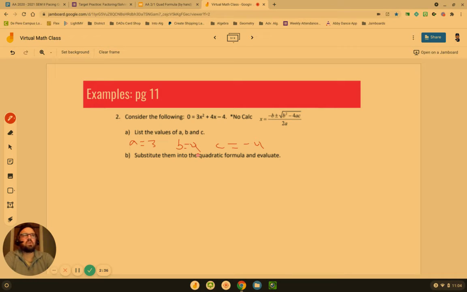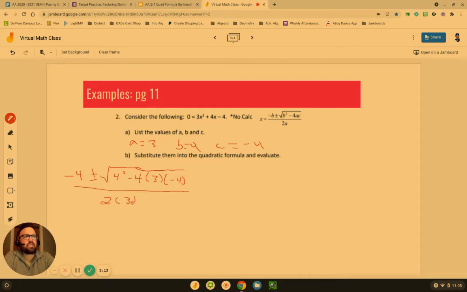So there's those values. Now we're going to substitute them into the whole quadratic formula so that we can find the solutions. The opposite of b, or negative 4, plus or minus the square root of b squared, so 4 squared, minus 4 times a times c, all over 2a, or twice a.